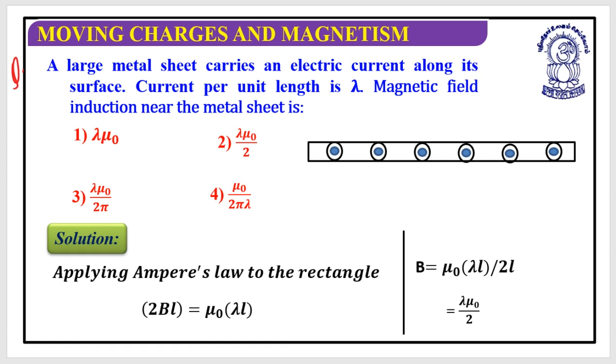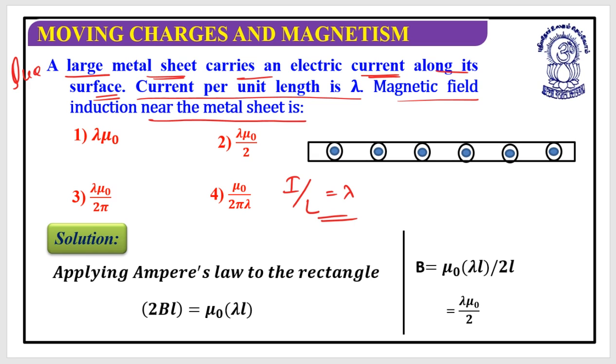What does it say? It says that a large metal sheet carries an electric current along its surface. Current per unit length, I by L, is lambda. That is what they have given. You need to find the magnetic field near the metal sheet. You need to find the magnetic field induction near the metal sheet.